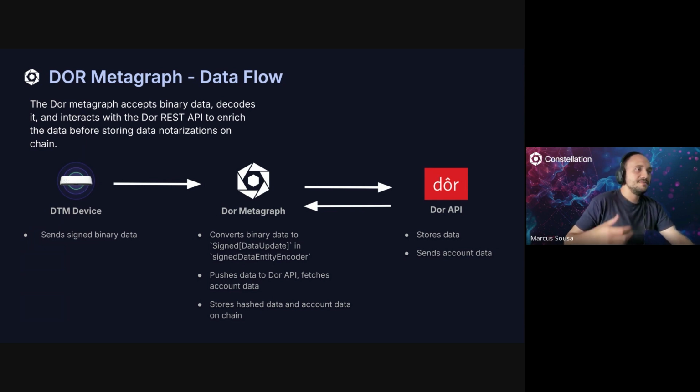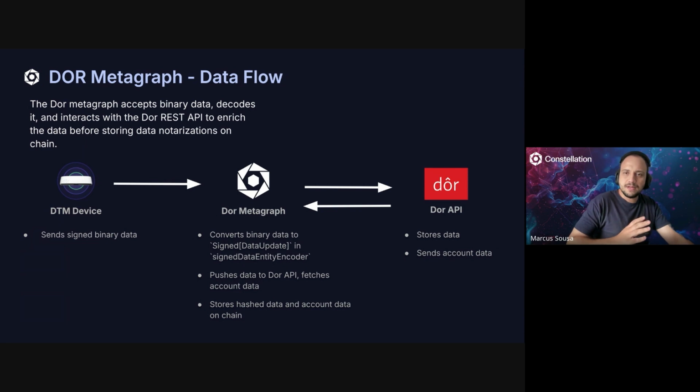After receiving this request, we send a request to the Door API. This Door API will store the data that we are receiving from the real devices, and then send back to the Metagraph the account data. What is this account data? We need to know what address we should reward. So the Door API is the part responsible for sending back to the Metagraph information about the user, such as the reward address. With this information, we store the hashed data and account data, everything, on chain.